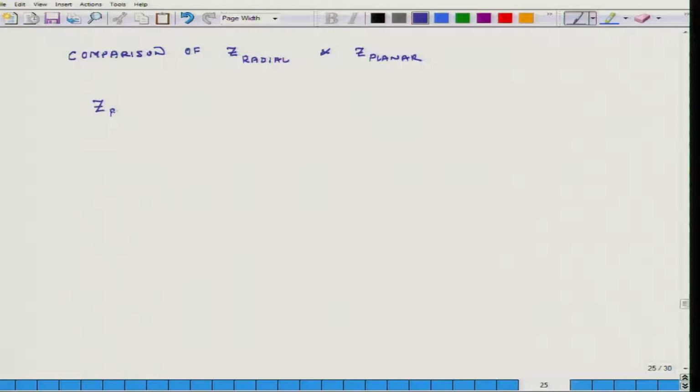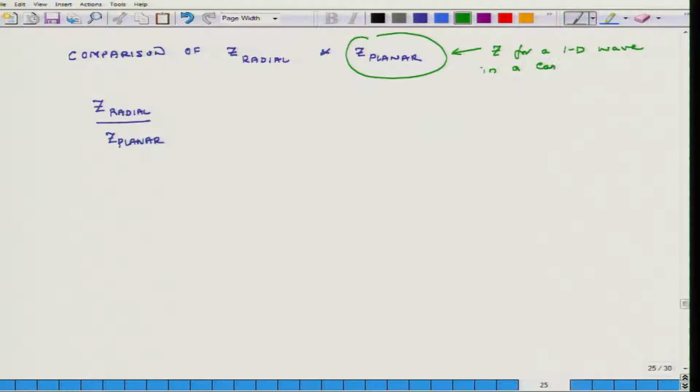So, Z radial divided by Z planar. Z planar is Z for a 1D wave in a Cartesian frame for a semi-infinite tube. Okay. So, what is this ratio?